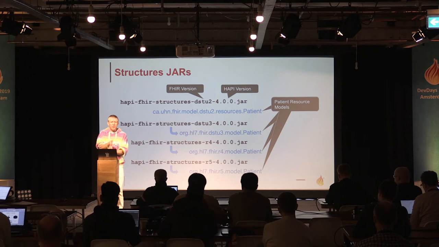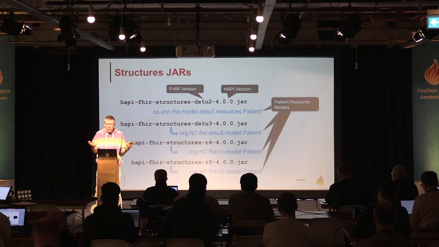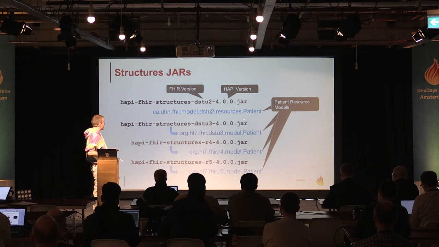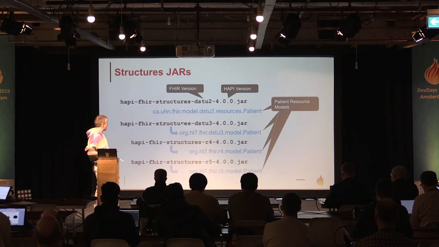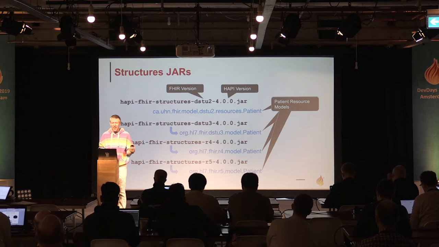Within these structures jars, we've got versions of the data model that correspond to the different versions of FHIR. You will notice here, each one of them lives in its own package. Back in the DSTU2 days, we started our package names for the model with ca.uhn. There was a bunch of long history I'm not going to get into here in terms of reasoning, but we changed as of our DSTU2.3 release to this org.hl7 package structure, and we have stuck with that ever since.